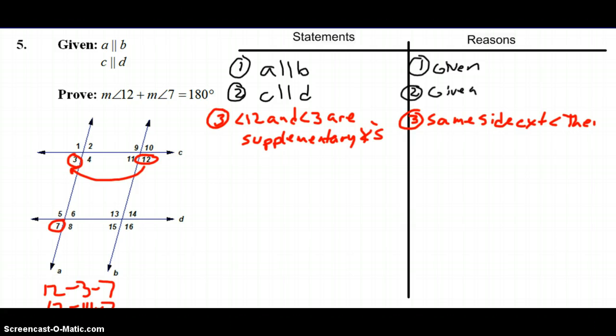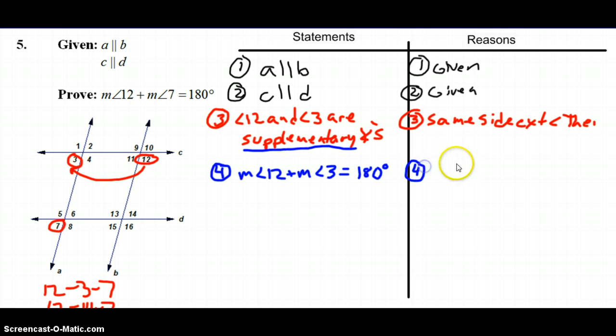As we've done in the past, when we have the keyword supplementary, we can say that the measure of angle 12 plus the measure of angle 3 is going to equal 180 degrees, and our reason for knowing that is the definition of supplementary angles, which says if angles are supplementary, then they add up to 180 degrees.